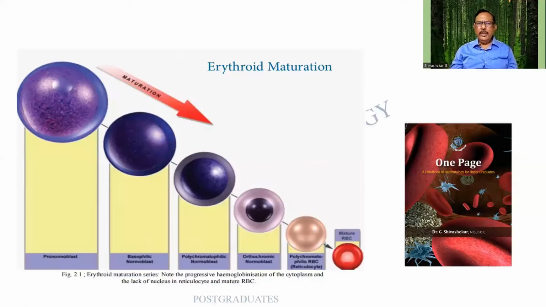The erythroid maturation. This is again from my book, the one page. I find that there is a pro-erythroblast, a basophilic erythroblast, polychromatic, orthochromatic, and finally the mature erythrocyte. In this case, progressively there is a reduction in the size of both the cytoplasm and the nucleus, and there is a maturation, condensation, and finally the expulsion. Remnants can be seen in a reticulin stain.